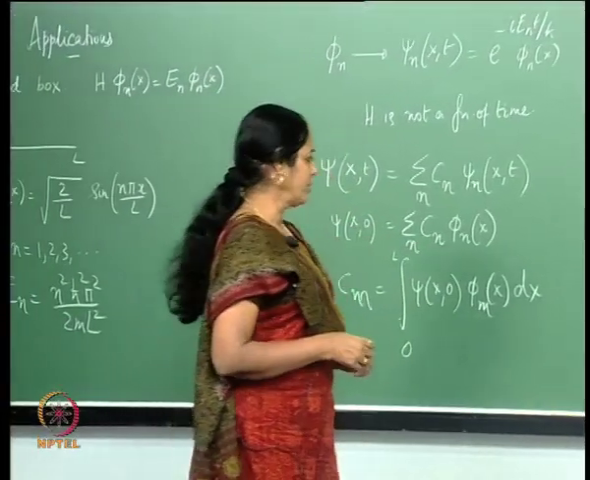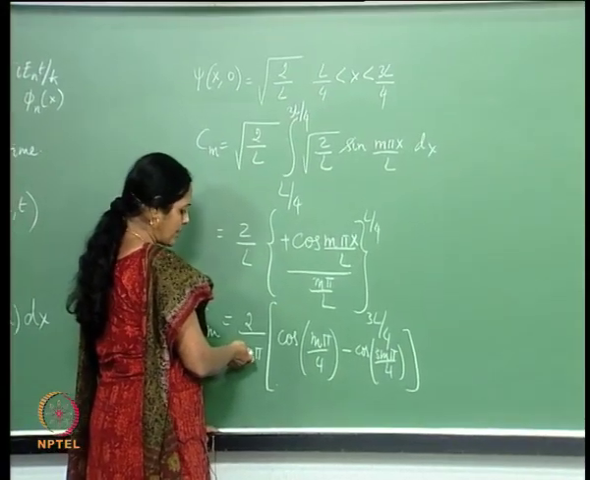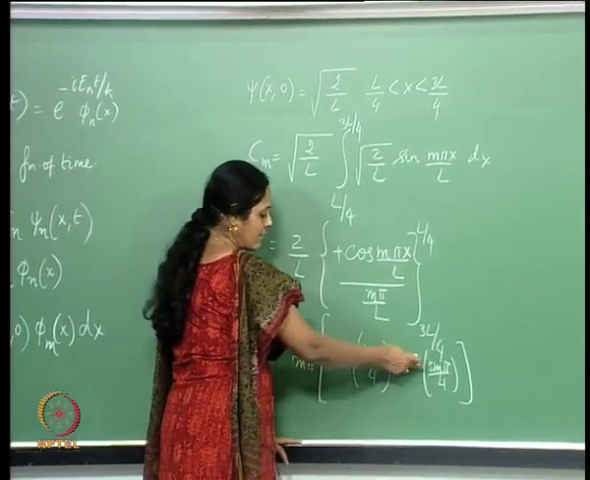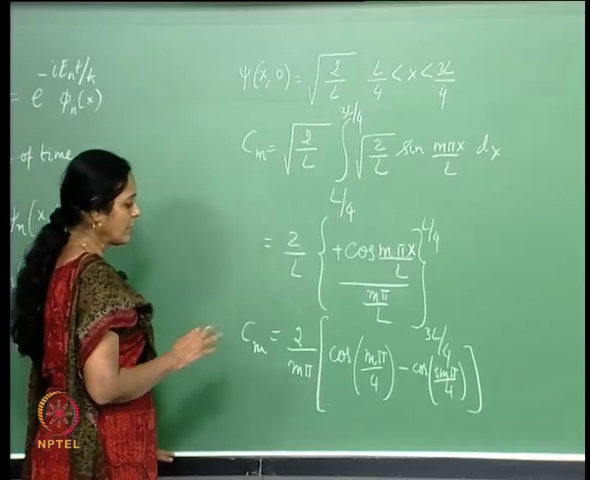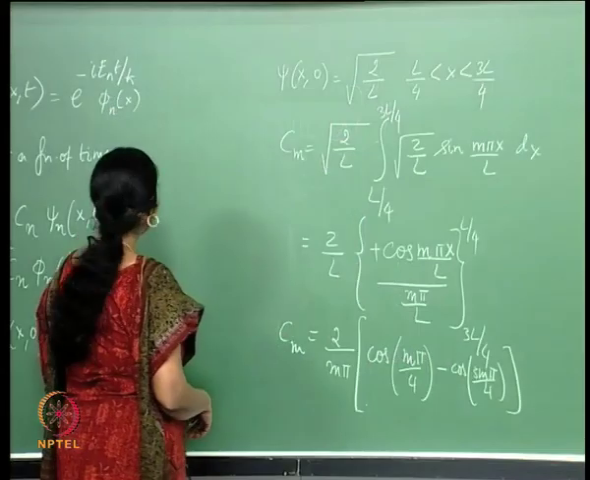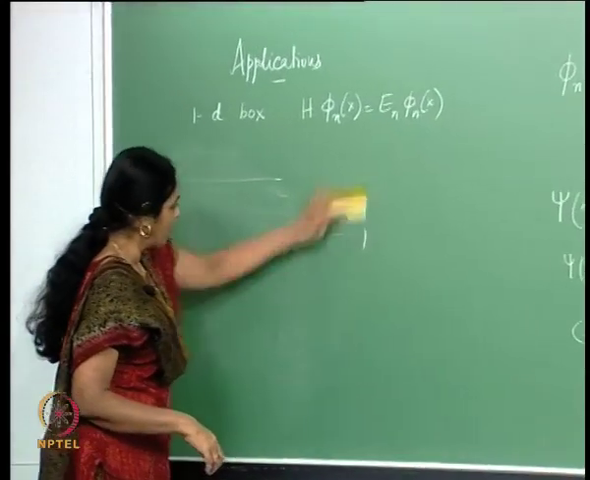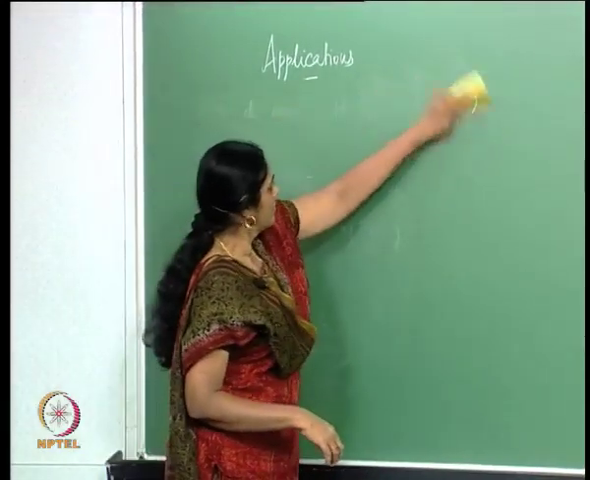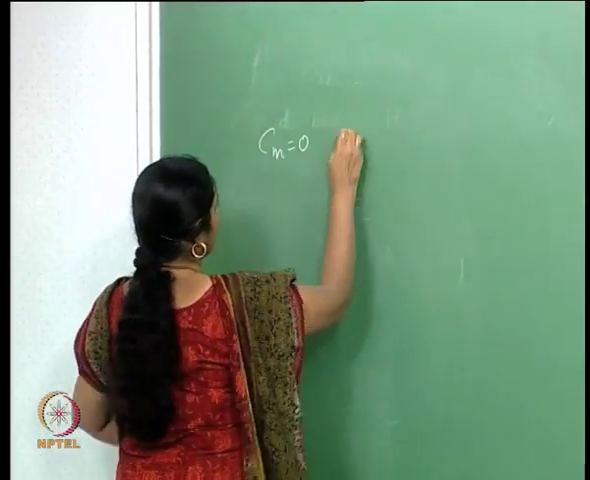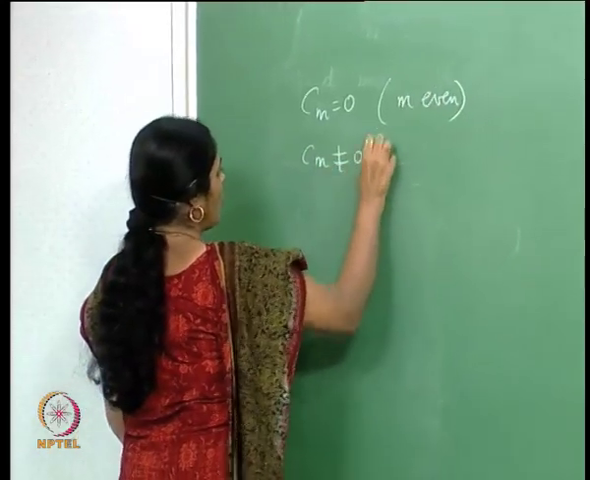So, certain things are obvious. Remember that m takes values 1 upwards, so there is no problem here, but for all even m's this vanishes and it only survives for odd values of m. So, I have Cm equals 0 for even values of m, and Cm not equal to 0 for odd values.